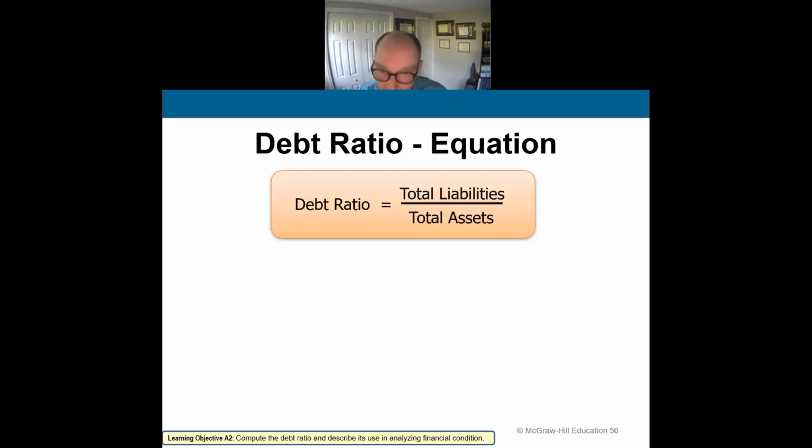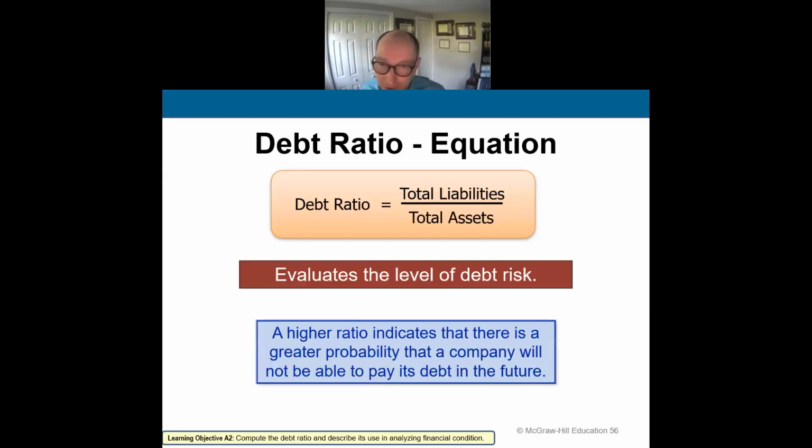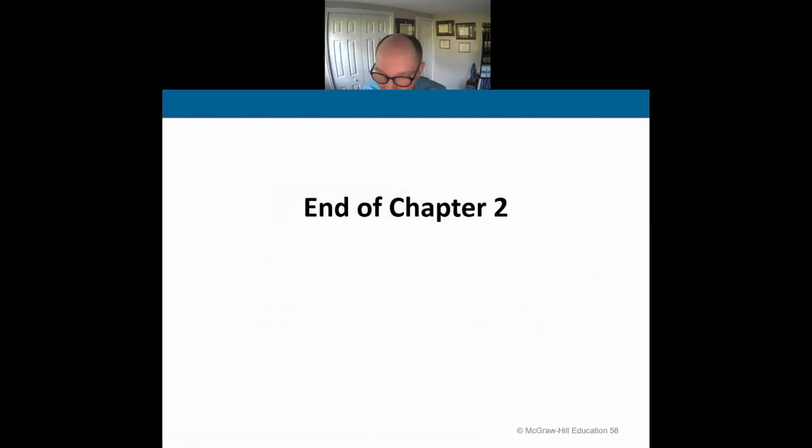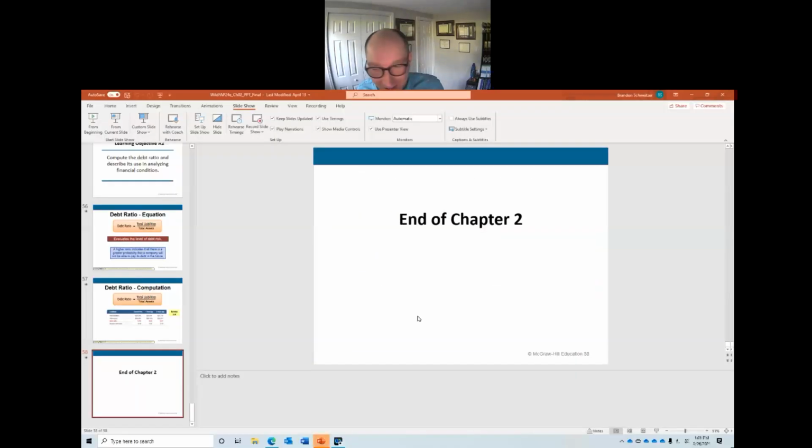Total liabilities divided by total assets gives us a debt ratio. We want this to be less than 1. Greater than 1, we've got some trouble. That means we can't pay all of our debt. So that's why less than 1 is ideal. Total liabilities divided by total assets equals the debt ratio. The lower the debt ratio, the better. I hope I didn't have to explain that, but okay.